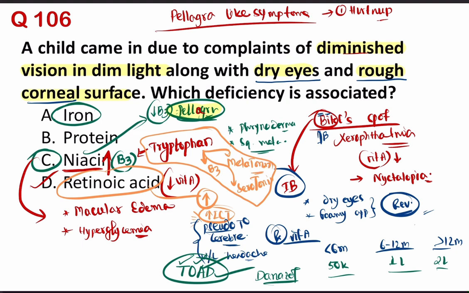So if you remember that tryptophan gives you vitamin B3. So if there is deficiency of tryptophan absorption from the gut, that means the tryptophan is not properly absorbed, so due to decreased absorption it is not available inside, that will cause Hartnup disease. And if tryptophan is less, then B3 will also be less, so pellagra-like symptoms will be there.